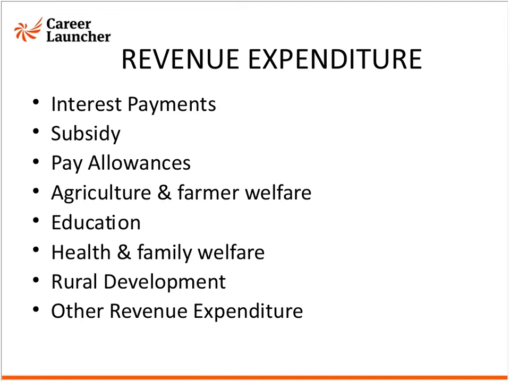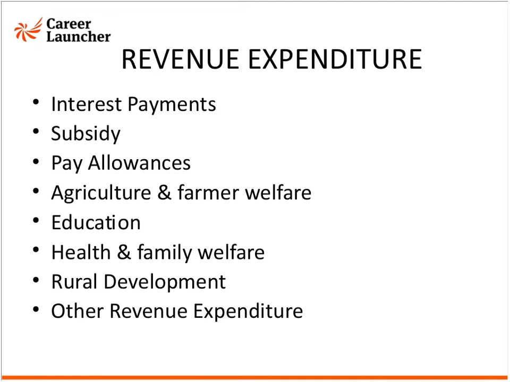Now coming to revenue expenditure, here are some examples: interest payments, subsidies, pay and allowances, agriculture and farmer welfare, education, health and family welfare, rural development, other revenue expenditure. So these are your broad heads for revenue expenditure. Most of your expenditures which are done on a daily basis form a part of your revenue expenditure.